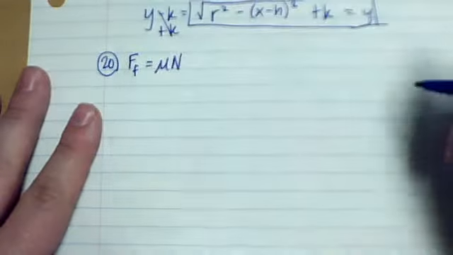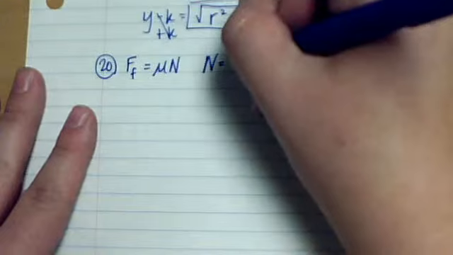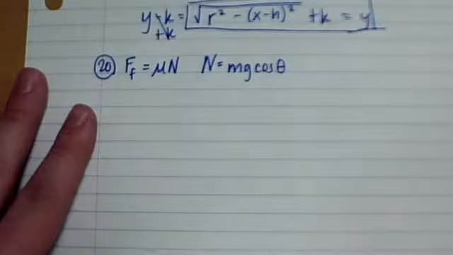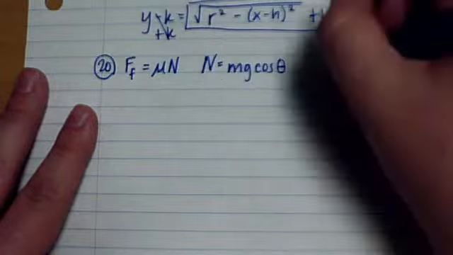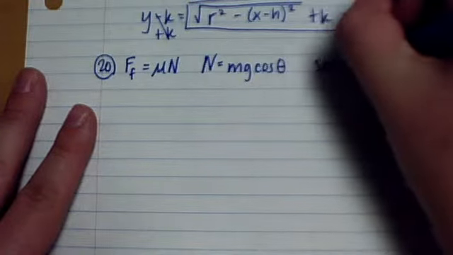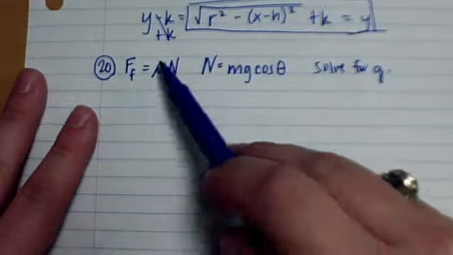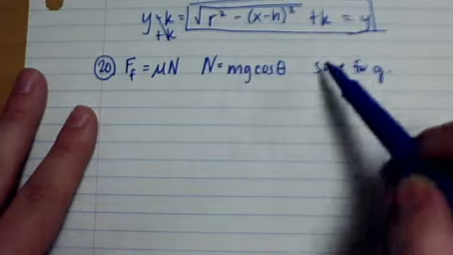So we have F_f equals mu N. So there's some Greek letters in here if you haven't seen those before. And then N is equal to m times g times cosine theta. Okay, and it wants you to solve for g. And it says solve for g in terms of F_f, m, cosine theta, and mu.